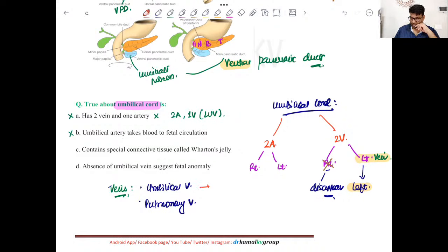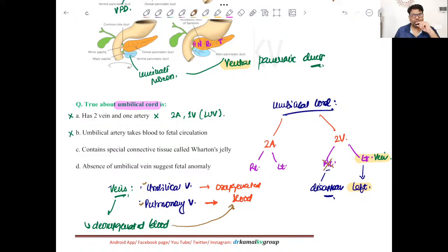They bring the oxygenated blood, right? So they are carrying the oxygenated blood. And usually what we say is that veins carry the deoxygenated blood. That is what we usually discuss, right? So when we say veins, they carry deoxygenated blood, right? But there are two exceptions. There are two veins which are carrying the oxygenated blood. One is the umbilical vein and the second is the pulmonary vein. So the umbilical vein and pulmonary vein are carrying oxygenated blood, number one.